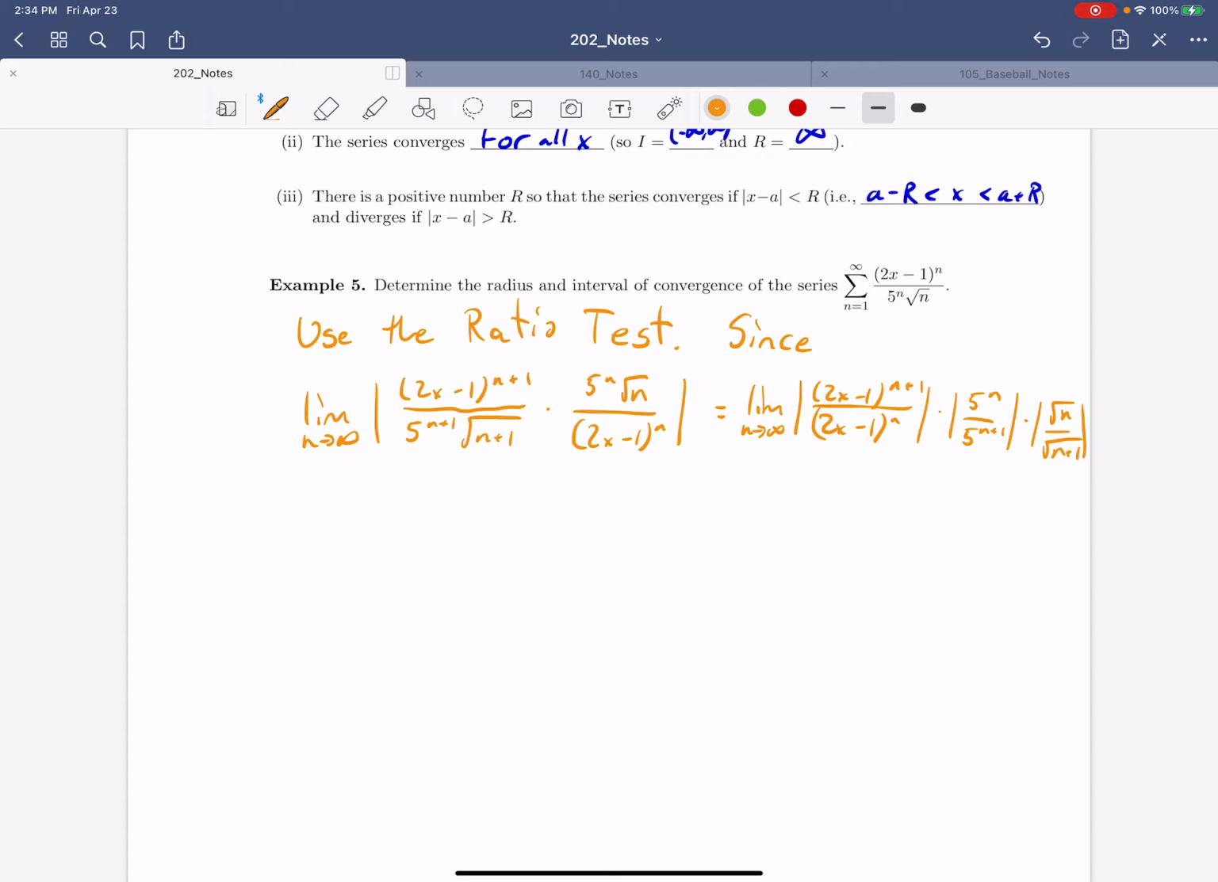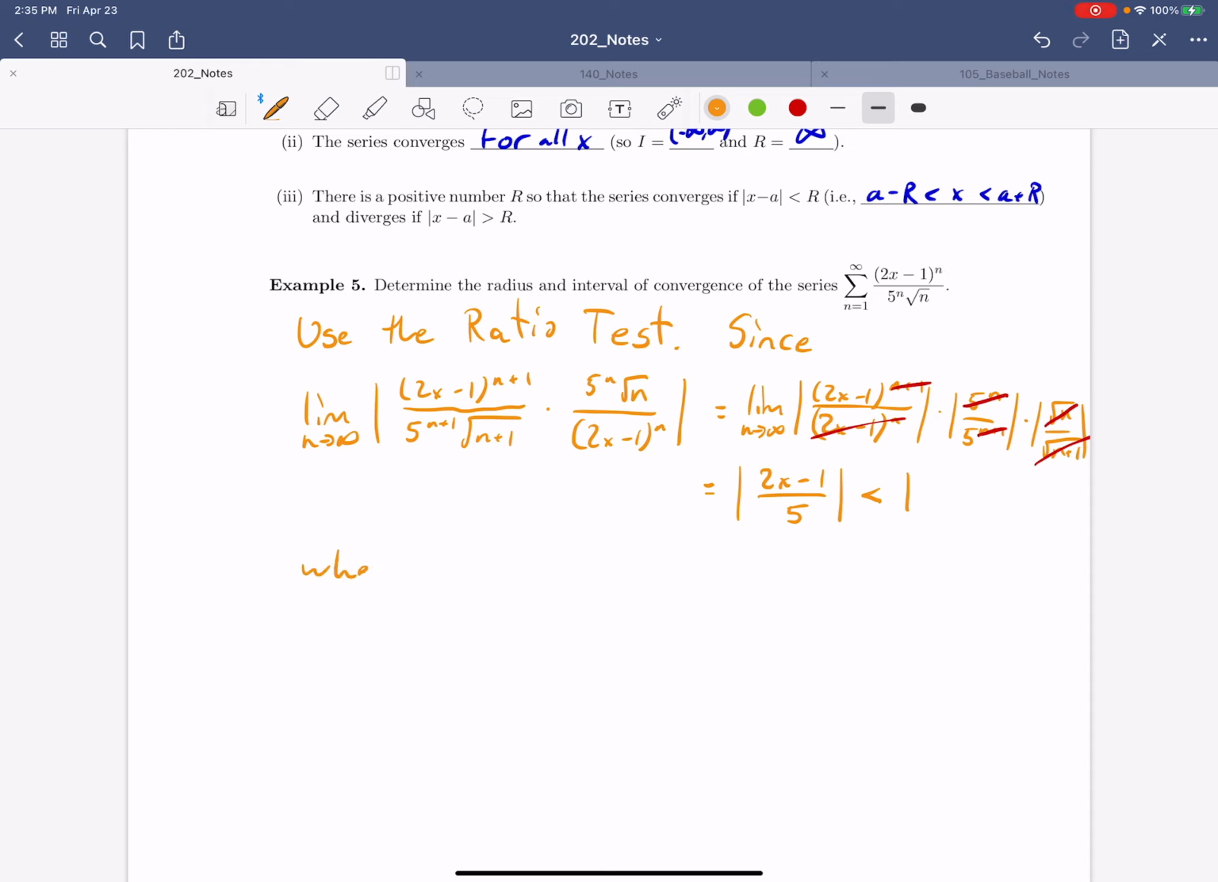Okay. So when we cross stuff out, that cancels, that cancels, that cancels, and we're left with a limit of, it looks like, the absolute value of 2x minus 1 over 5. And we want this to be less than 1.